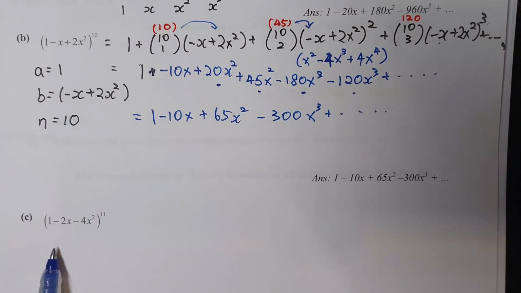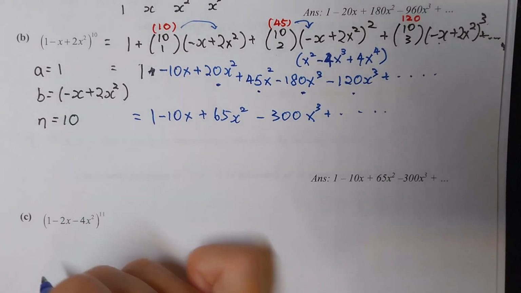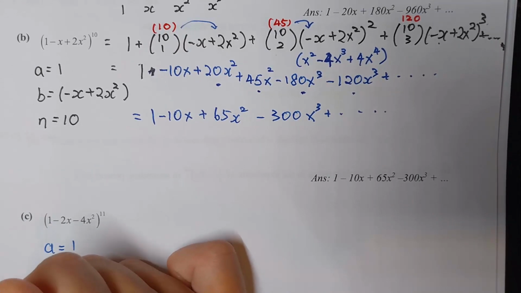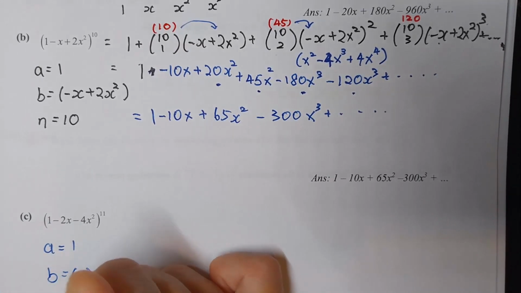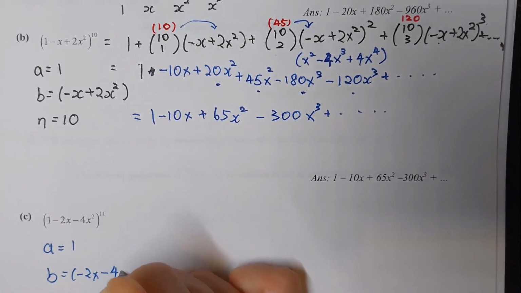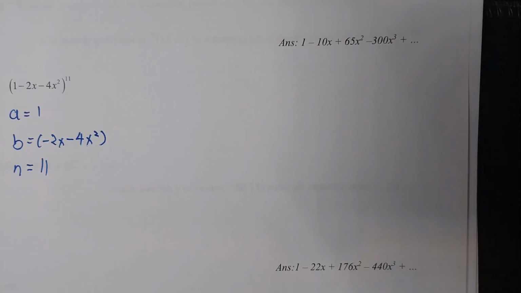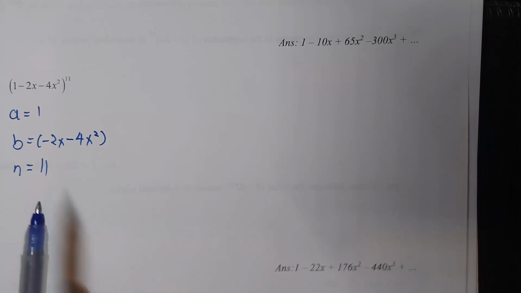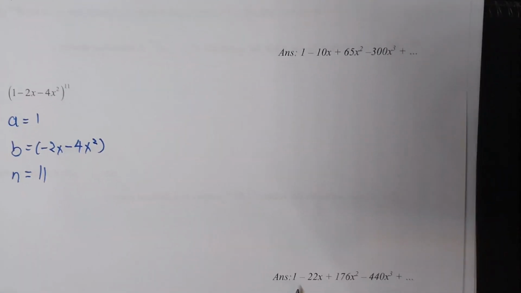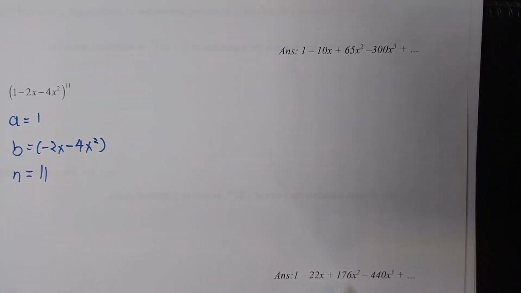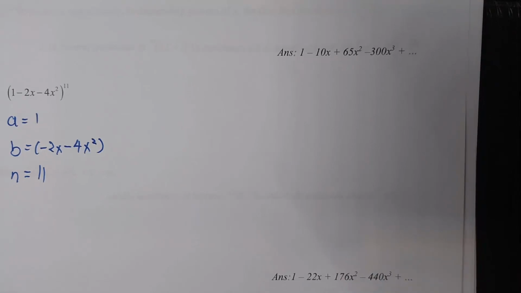Now, you can try the next question on your own, whereby A is 1, B will be negative 2x minus 4x squared, and the value of n is actually 11. You should be able to get these first 4 terms. Just remember, do not overly expand. You only need to expand up to the constants, the x squared, and the x cubed term.